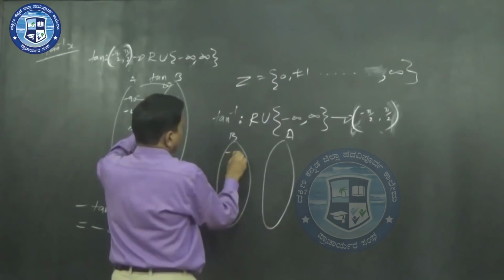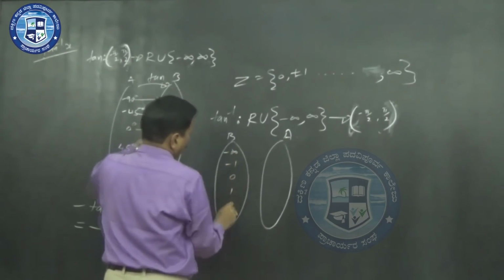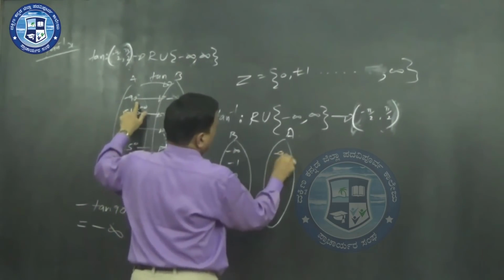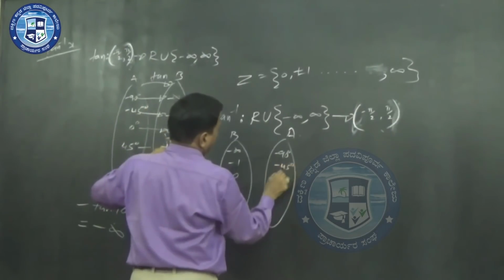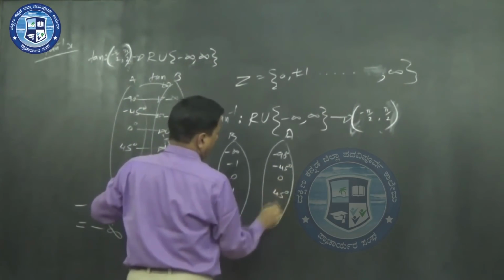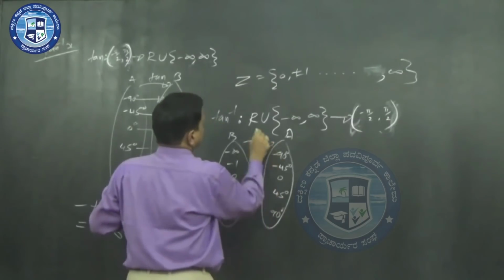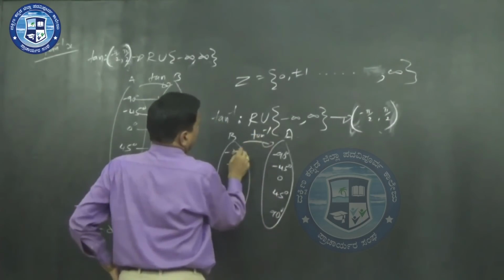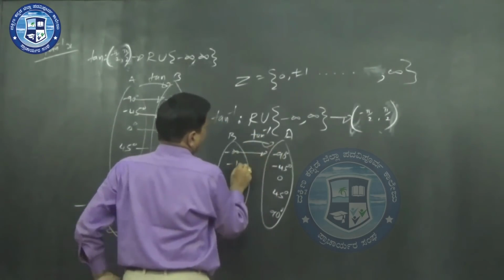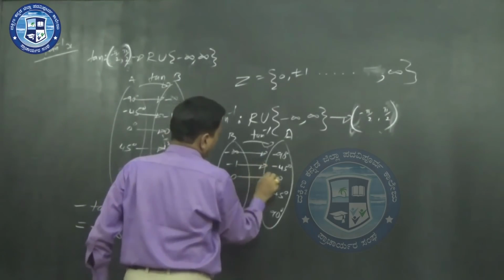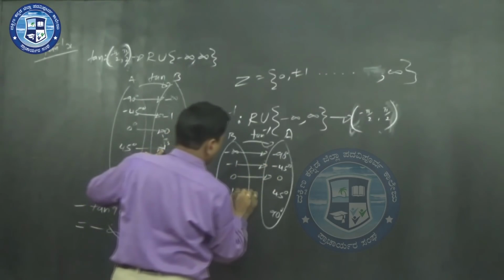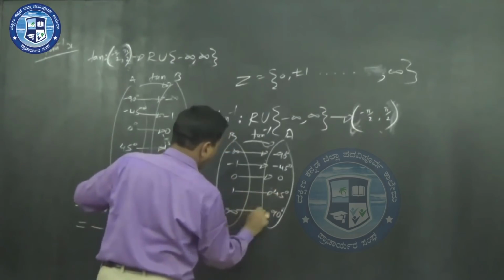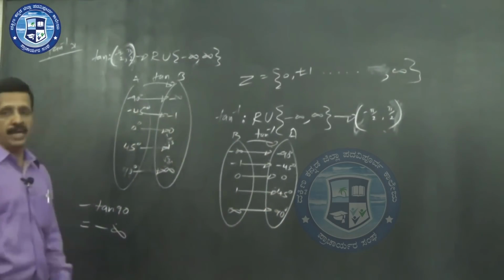Set B is minus infinity, minus 1, 0, 1, infinity, and this is minus 90, minus 45, 0, 45 and 90. Okay, this is tan inverse. Tan inverse of minus infinity is minus 90, tan inverse of minus 1 is minus 45, tan inverse of 0 is 0, tan inverse of 1 is 45 degree, tan inverse of infinity is equal to 90 degree.